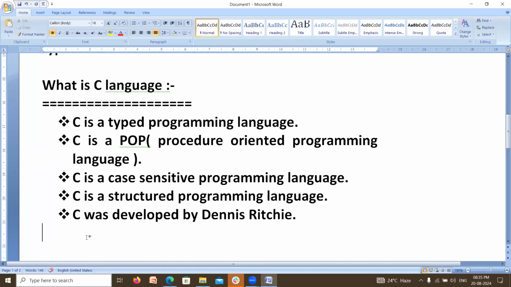Now, today I am going to explain what are the data types available in C. Any doubt? Sir, could you explain case-sensitive programming language? Right. What is that?